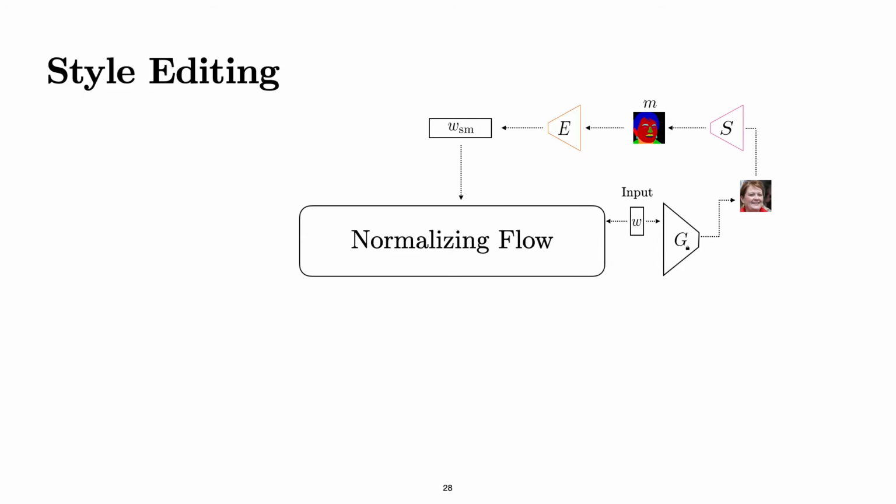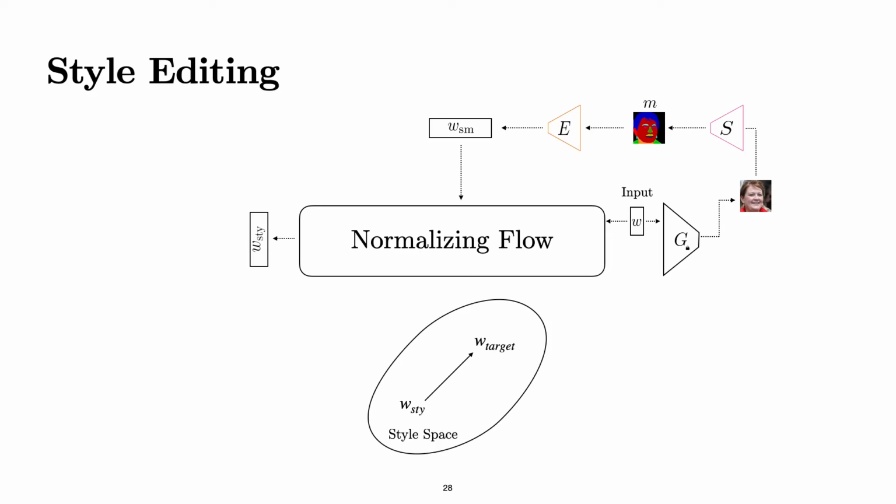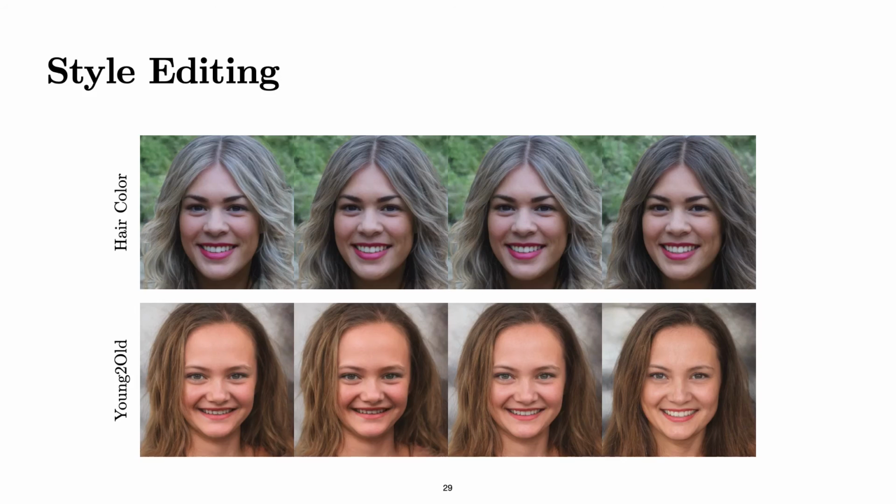We now show results for style editing. For style editing, we first obtain the style code of the image by using the forward flow of our model. We then linearly interpolate in the style space of our model towards the target style attribute WTarget. The target style attribute is obtained by averaging the style codes of all the positive samples for the target style attribute. Here we show the interpolation from left to right of the input towards the target attribute. Our model can apply fine edits like hair color change in the first row and broad edits like age transformation as seen in the bottom row.